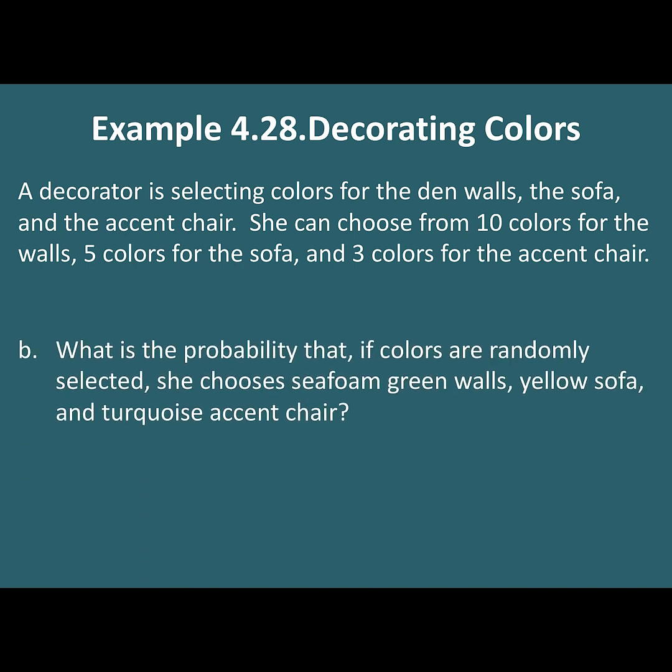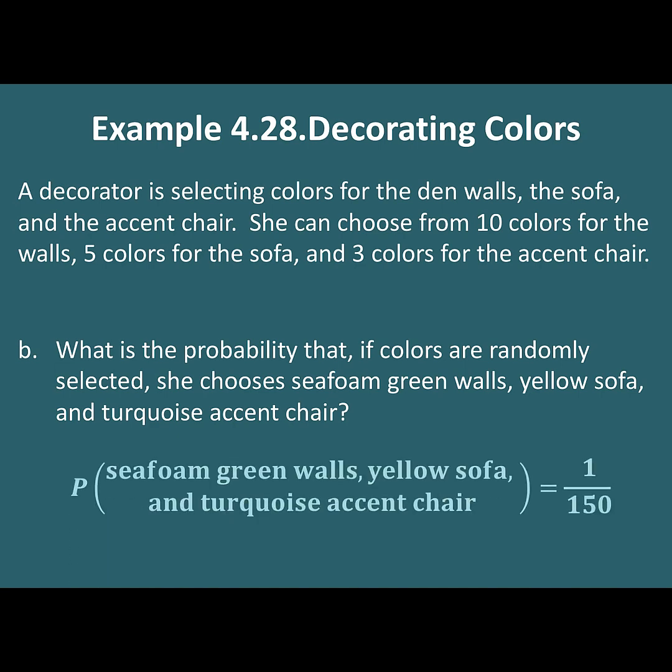What is the probability that if colors are randomly selected, she chooses seafoam green walls, yellow sofa, and turquoise accent chair? The probability of this occurring is really just 1 out of 150, because once again, she is choosing one specific color sequence out of a possible 150.